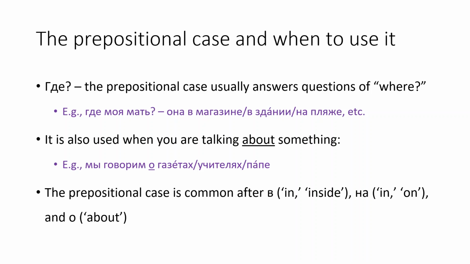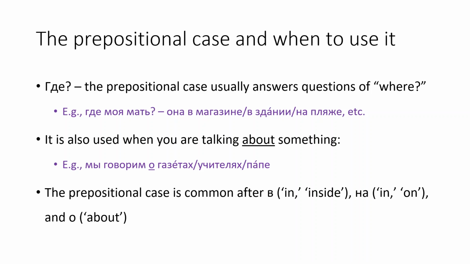So another thing is the preposition о. That has a slightly different meaning. It means about. You can use it when you're talking about something or thinking about something, and there are a few other cases when it's used as well. So мы говорим о газетах. We are talking about newspapers. Мы говорим об учителях. We're talking about teachers. Мы говорим о папе. We're talking about dad.